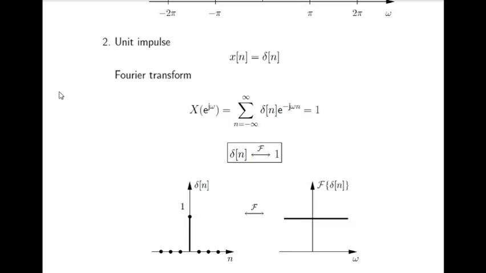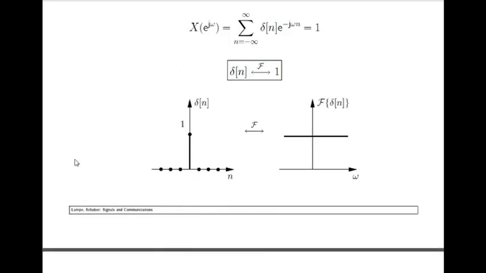Here x of n is equal to delta of n. So if I try to find the Fourier transform, X of e to the power j omega, equals the summation from n equals minus infinity to infinity of x of n e to the power minus j omega n. As you all know, delta n will be valid for n equals 0. So if I put n equals 0 here, it will be equal to 1, which implies that the Fourier transform of the unit impulse is 1. And these are the plots of the curves of the original signal and then the Fourier transform signal.